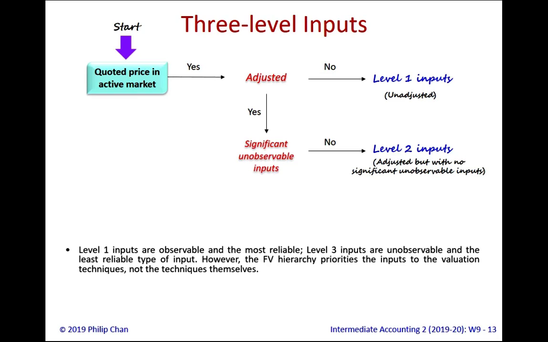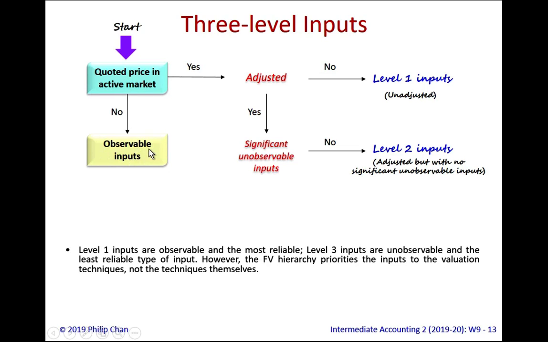You still have to adjust it to fit the specific asset that you are holding right now, maybe because the quoted price in the active market does not fully represent the asset that you will purchase. In this case, you may need to make some adjustments, and those adjustments do not involve significant unobservable inputs. Therefore, level 2 inputs. Now let's go back to the first blue box here. You do not have a quoted price in an active market, so it's unlikely that you will have level 1 inputs anyway.